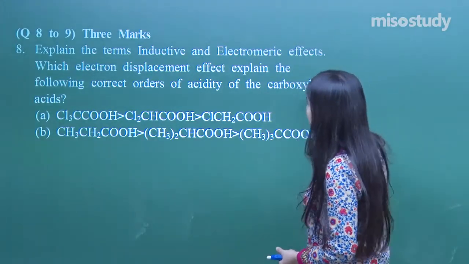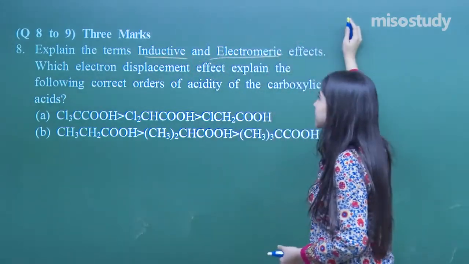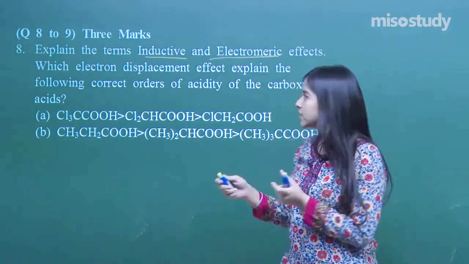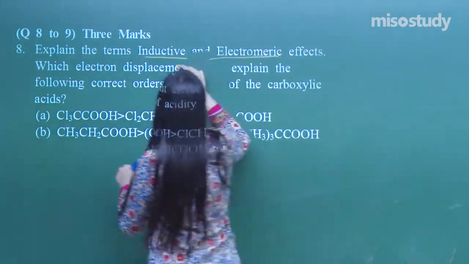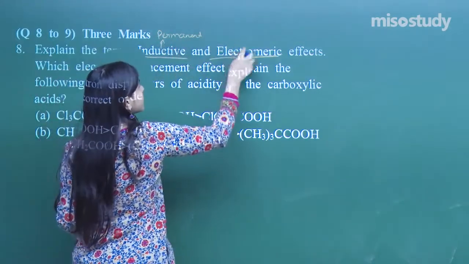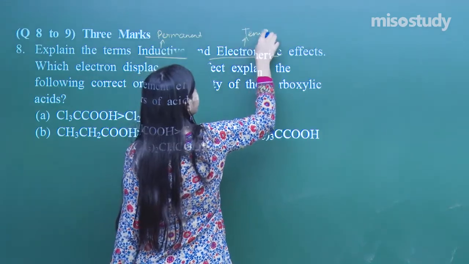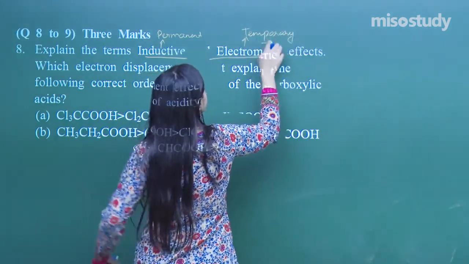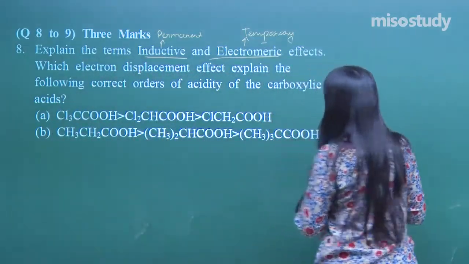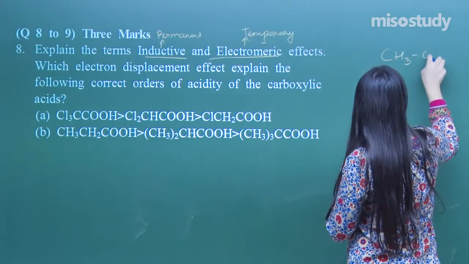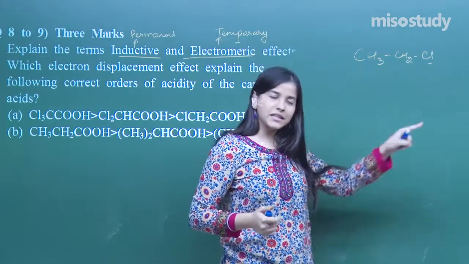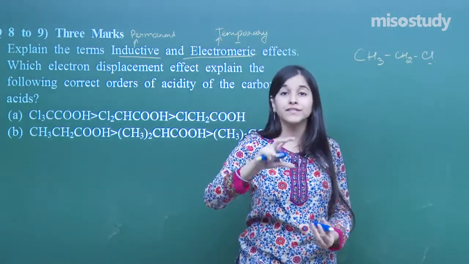Fine. So, first of all, what is inductive, what is electromeric? Let us discuss. What is the difference between the two? One is the permanent and one is the temporary, right? Permanent because it always prevails in the molecule, fine. So, what does inductive effect say? See here, this is a molecule, inductive effect will always be there. It's a slight polarization basically.